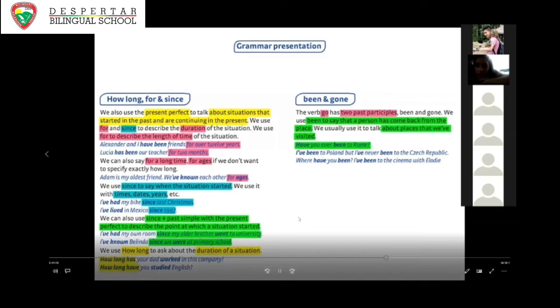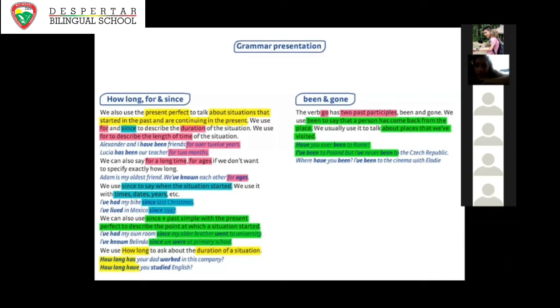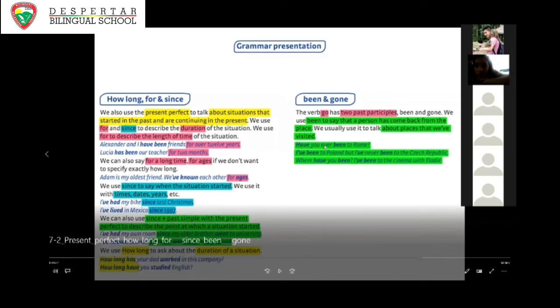Have you ever been to Rome? I've been to Poland, but I've never been to the Czech Republic. Where have you been? I've been to the cinema with Elodie. Very clear. Acá tenemos los ejemplos. Have you ever been to Rome? ¿Alguna vez has estado en Roma? I have been to Poland. Yo he estado en Polonia, but I've never been to the Czech Republic. Pero nunca, recuerden, never, nunca, he estado en República Checa. Where have you been? La pregunta que le hacen todas sus mamás y sus papás. ¿Dónde has estado? I have been to the cinema with Elodie. Yo he estado en el cine con Elodie, ¿ok?